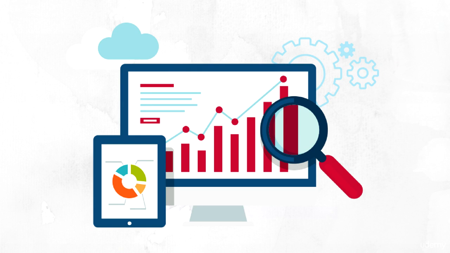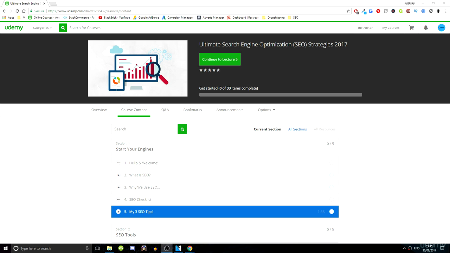In this course, you will learn all about SEO and how to become a master of it. So, what will you learn? First of all, I will tell you what SEO is, why we use it, and then we'll take a look at an SEO checklist, which includes the steps needed to get your website to number 1. After that, I will tell you my top 3 SEO tips.